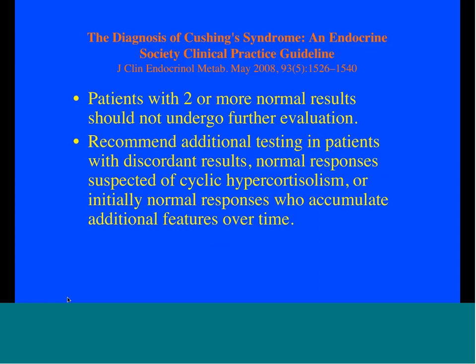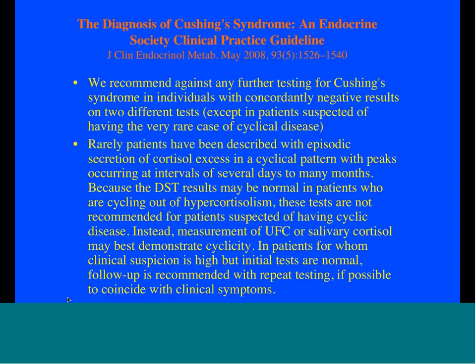So back in 2008, the Endocrine Society leaders didn't recognize that cyclical Cushing's does exist. They don't recommend further testing for Cushing's syndrome in individuals with negative results, except in patients suspected of having a rare case of Cushing's, of cyclical Cushing's. So Endocrine Society leaders still felt that Cushing's existed, but was rare.